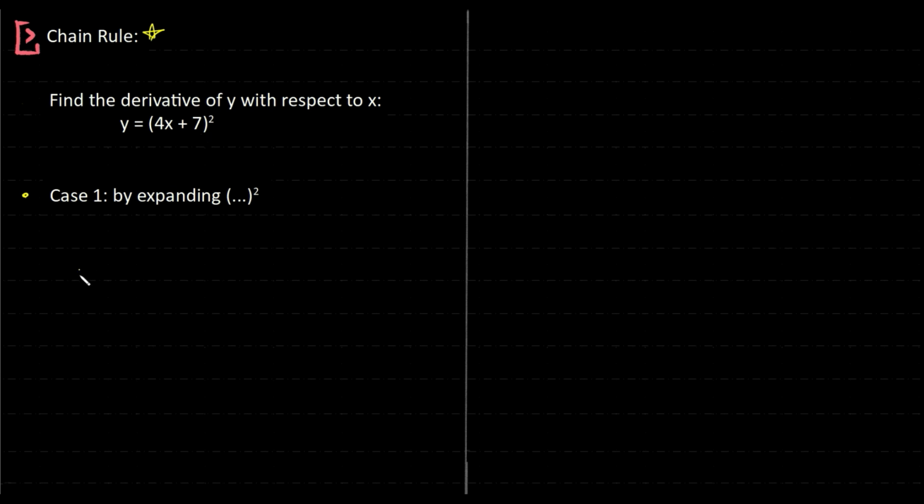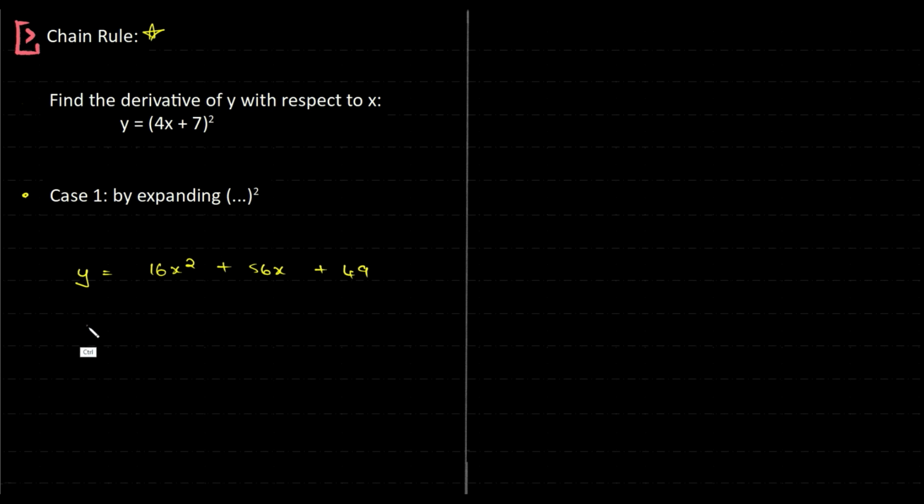We expand it. So this is 16x square plus 56x plus 49. So I've used a square plus 2ab plus b square. 2 into 4 is 8, and 8 sevens are 56. Now we have to differentiate this.